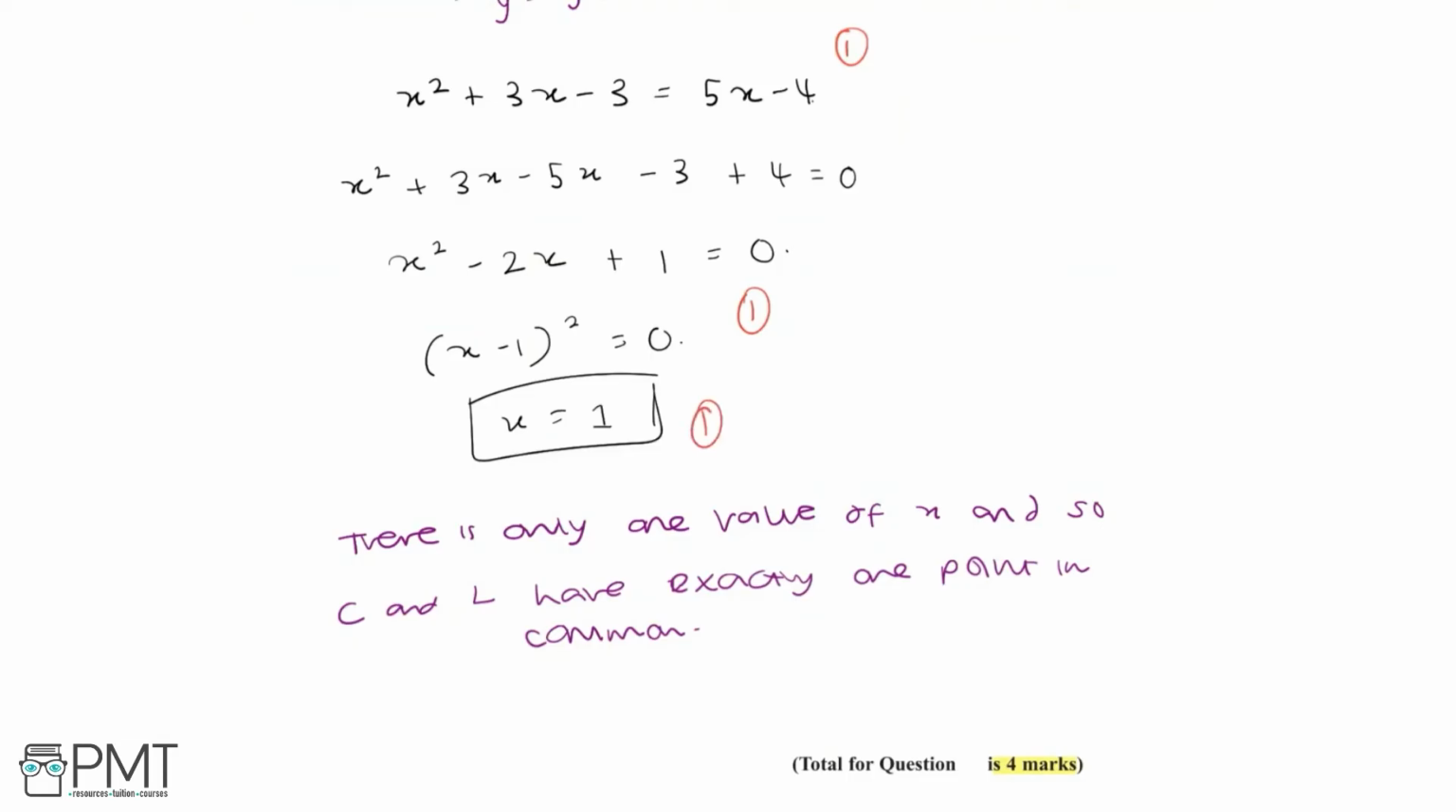And we get the fourth and final mark for concluding that there is only one value of x, and so C and L have exactly 1 point in common, allowing us to achieve the full 4 marks needed in this question.